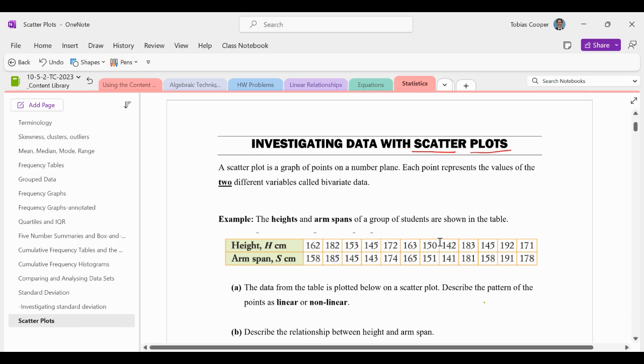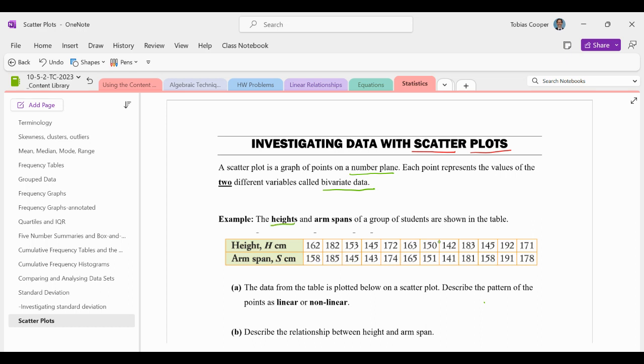Okay, we're going to look at investigating data with scatter plots. Now, a scatter plot is a graph of points on a number plane, and each point represents the values of the two different variables called bivariate data. So let's have a look at what that means with the first example.